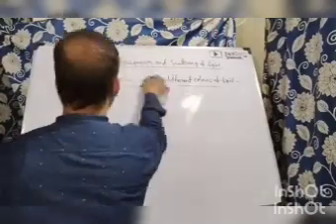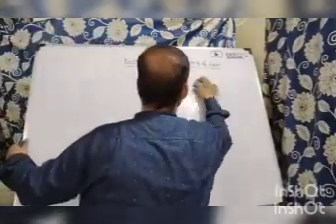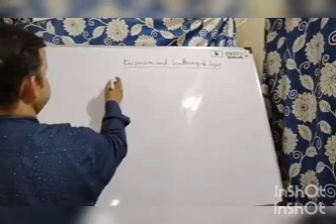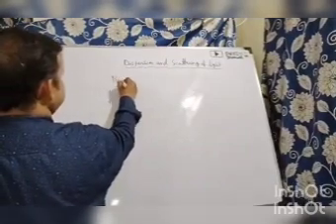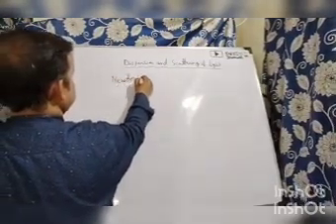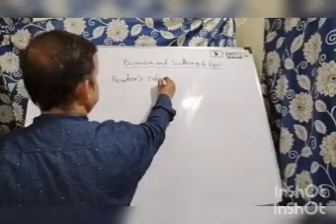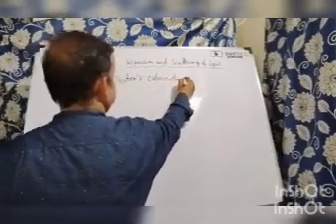Now, also one experiment was performed by Newton, that is known as Newton's color disc experiment.